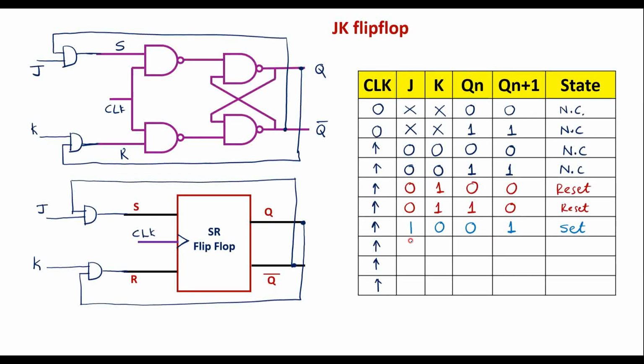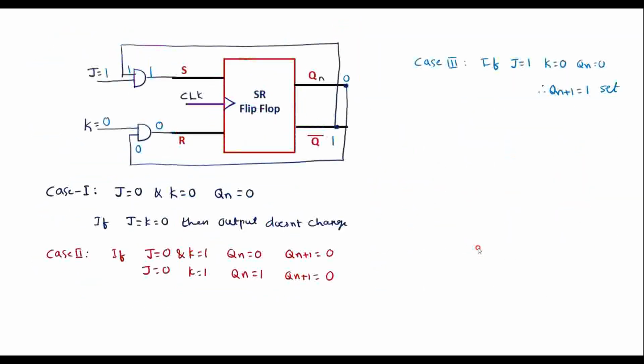Now suppose J is 1, K is 0 and Qn is 1. We'll assume that present state of the flip-flop is 1. So if J is equal to 1, K is equal to 0 and Qn is equal to 1, let's see. Let me take Qn is equal to 1, so this will become 0. So this 1 will go here. Input to the AND gate is 1 and this 0 will go here. So now output of this AND gate is 0. Here output of AND gate is 0.